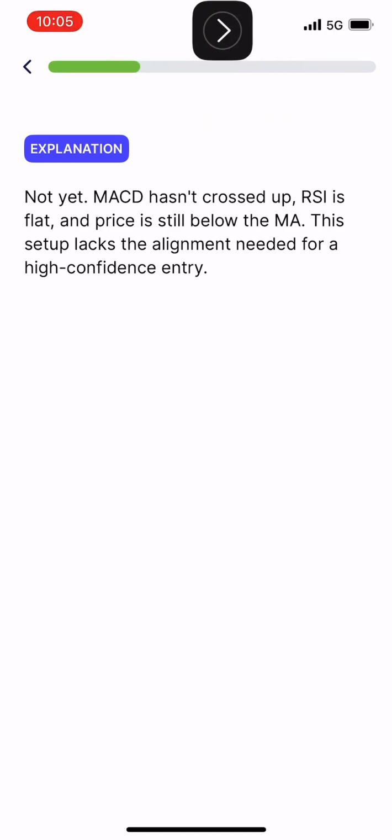Explanation: not yet. MACD hasn't crossed up, RSI is flat, and price is still below the MA. This setup lacks the alignment needed for a high confidence entry.